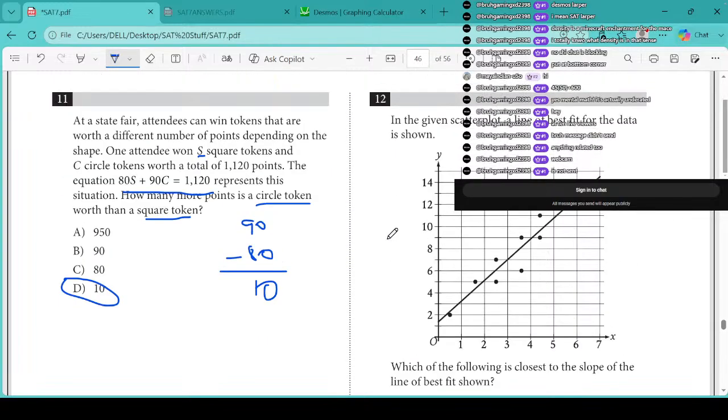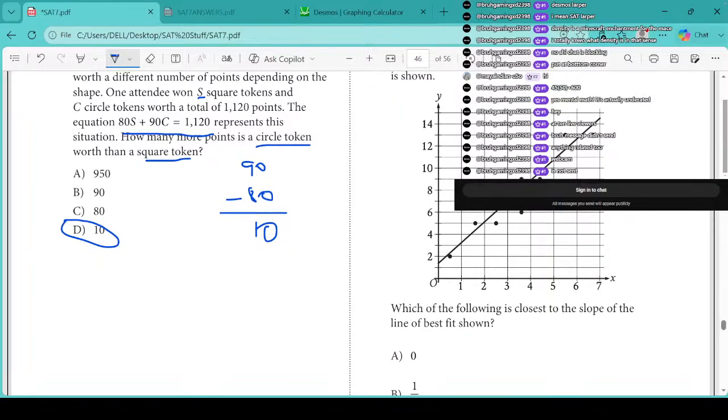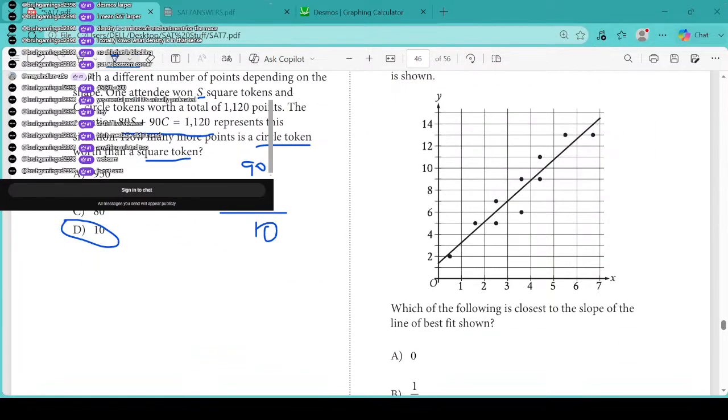Let's move on to question 12. If you have questions, you can ask me in the live chat. I'll try to answer them. Let me scoot chat over this way. There you go.